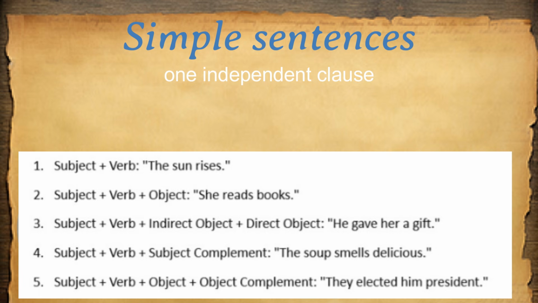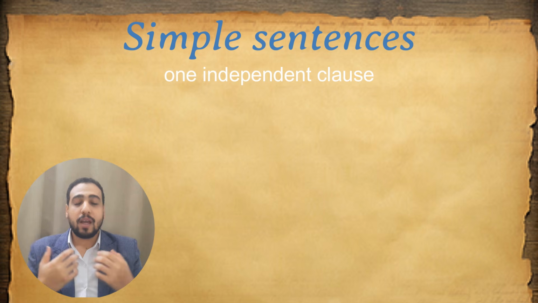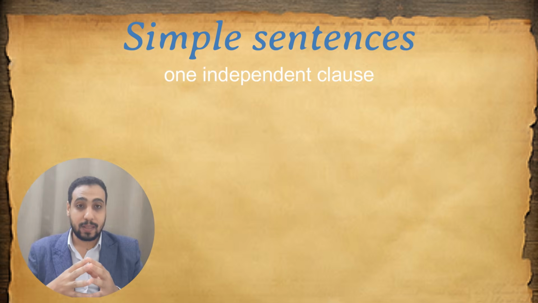Number 3. Subject, verb, indirect object, direct object. He gave her a gift. Number 4. Subject, verb, subject, complement. The soup smells delicious. Number 5. Subject, verb, object, object, complement. They elected him president. Identifying which patterns you are using helps you avoid errors and build solid sentences.